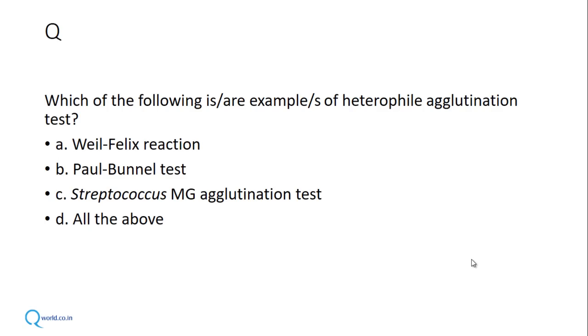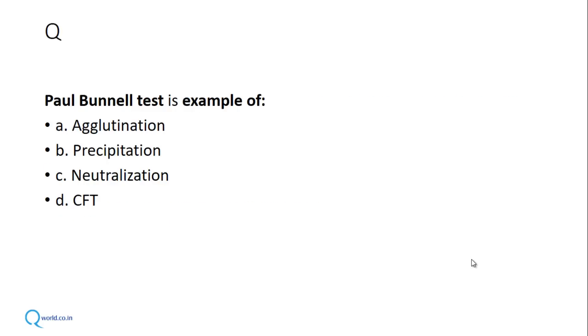Which of the following are examples of heterophile agglutination test? And actually, if you see, all three of them are examples of heterophile agglutination test. Weil-Felix is used for diagnosis of rickettsia using Proteus strain. Paul Bunnell is to detect antibodies against Epstein-Barr virus using OX-RBC antigen, and the Streptococcus MG agglutination test is to detect antibodies against Mycoplasma. Again, the Paul Bunnell test is an example of heterophile agglutination test.